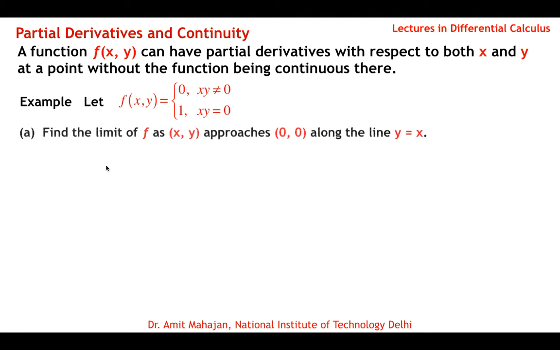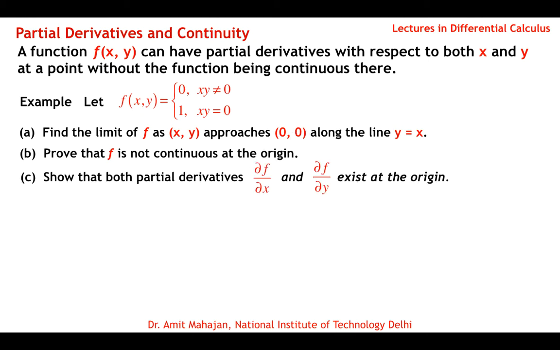Okay, so first, find the limit of the function as (x, y) approaches (0, 0) along the line y is equal to x. So that's one question. Second is prove that the function is not continuous at the origin. Okay, and third, show that both partial derivatives, partial f with respect to x and partial f with respect to y, exist at the origin. Okay, so the function is not continuous at the origin, but still the partial derivatives exist.